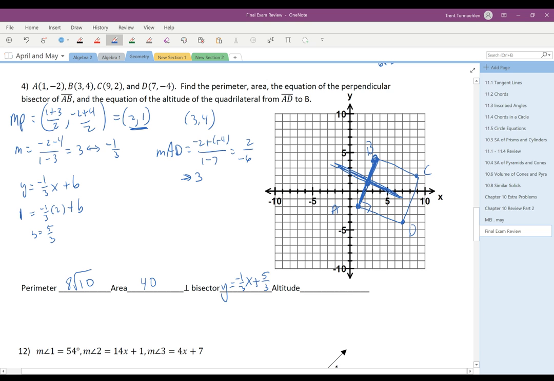And so the slope of our altitude is going to be 3. So you do y equals 3x plus b, substitute in the point that you're going to go through, which is B, and that's going to give you 4 equals 3 times 3 plus b, so b is -5. So our equation is y equals 3x minus 5, or plus -5.